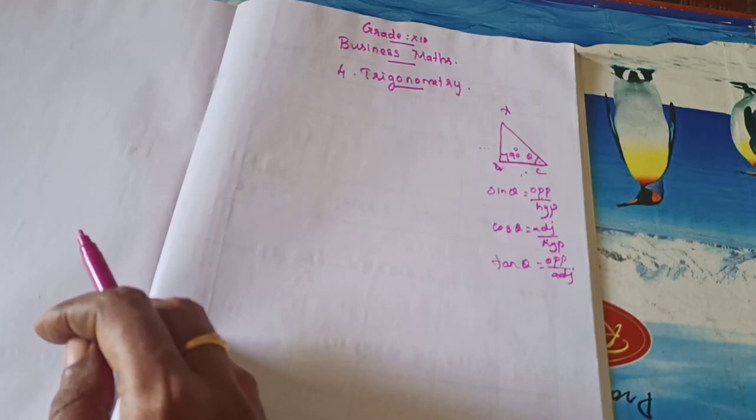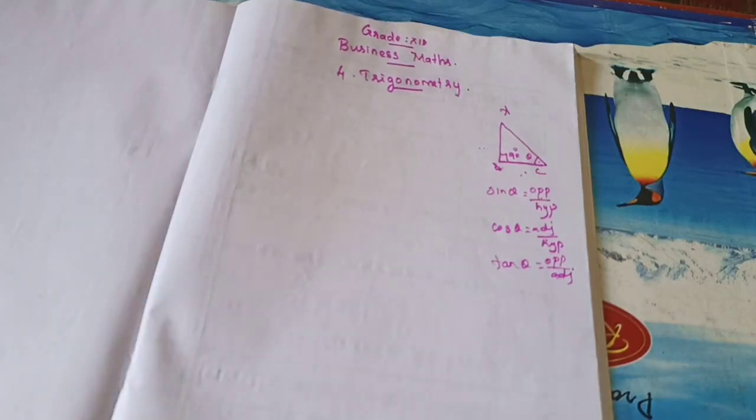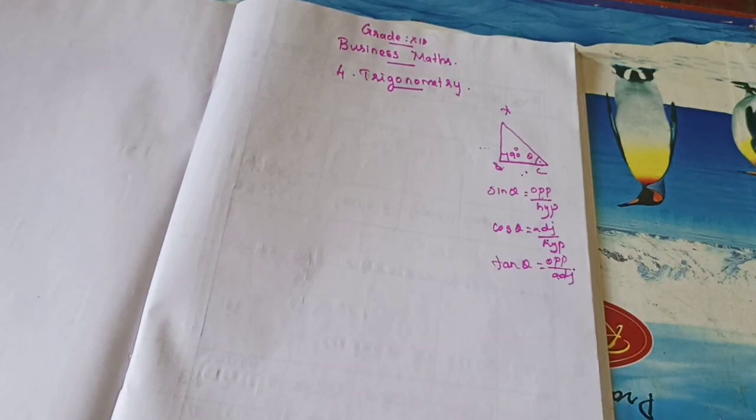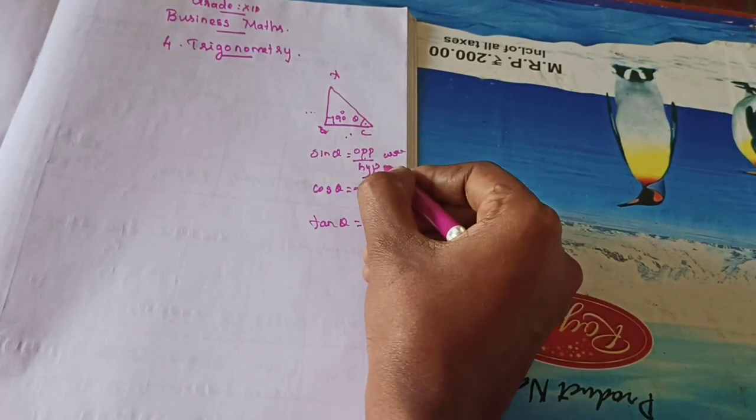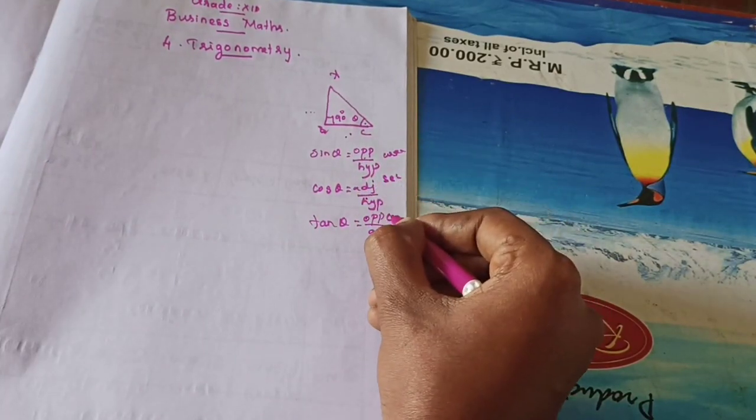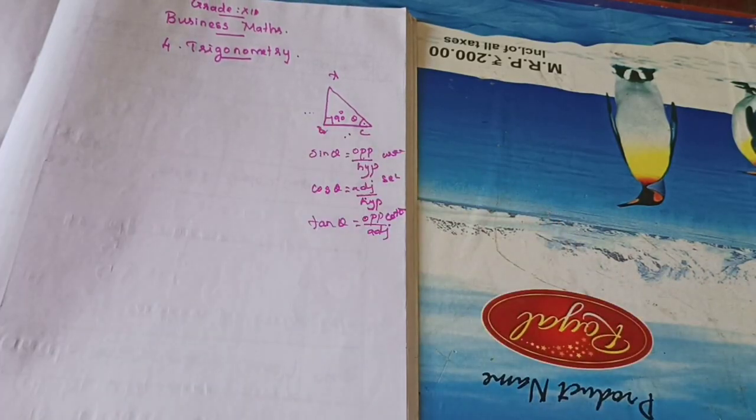Then what are the reciprocal ratios? Cosecant theta, secant theta, cot theta. The reciprocal of sine is cosec, the reciprocal of cos is secant, and the reciprocal of tan is cot theta. These are the major things you learned last year. When you write the reciprocal, 1 by cosec means sin theta, and 1 by sin theta means cosec theta. Each and everything will be reciprocal. So totally there are 6 trigonometric ratios: 3 are the major ratios, 3 are the reciprocal ratios.